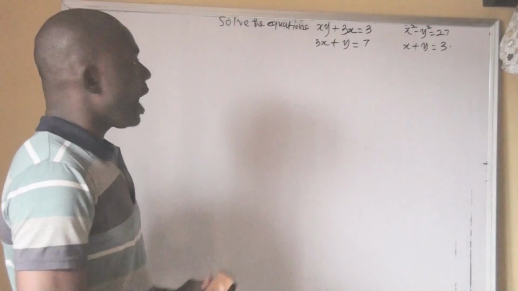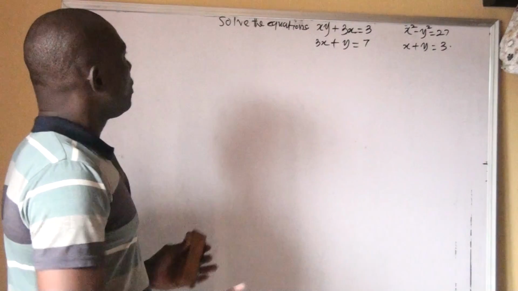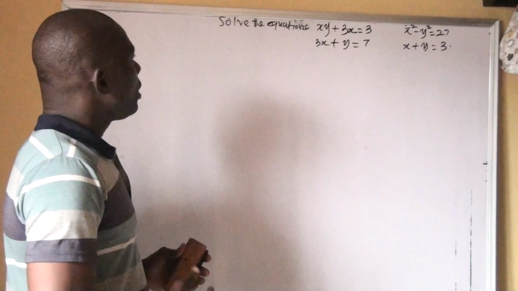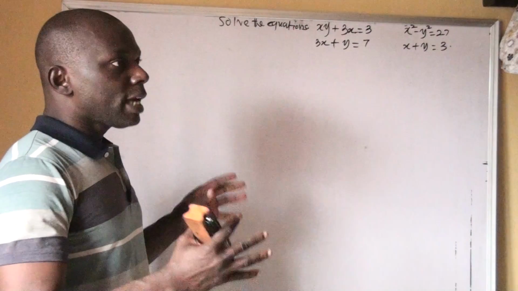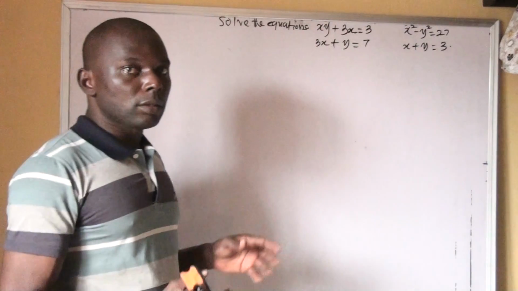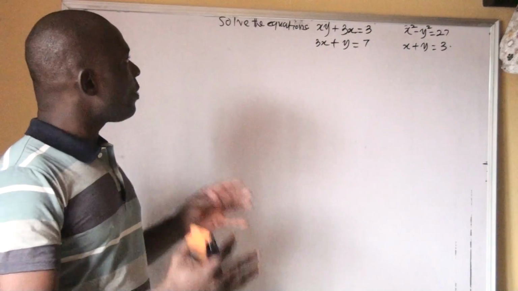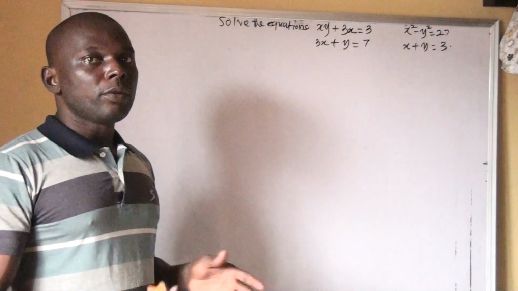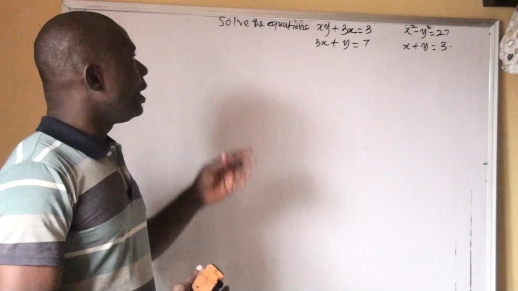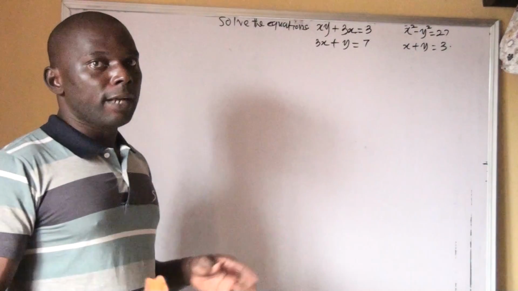In this class, we're going to look at these equations before us on the board, though they are simultaneous equations. But this type of simultaneous equations, we often refer to them as one linear, one quadratic.